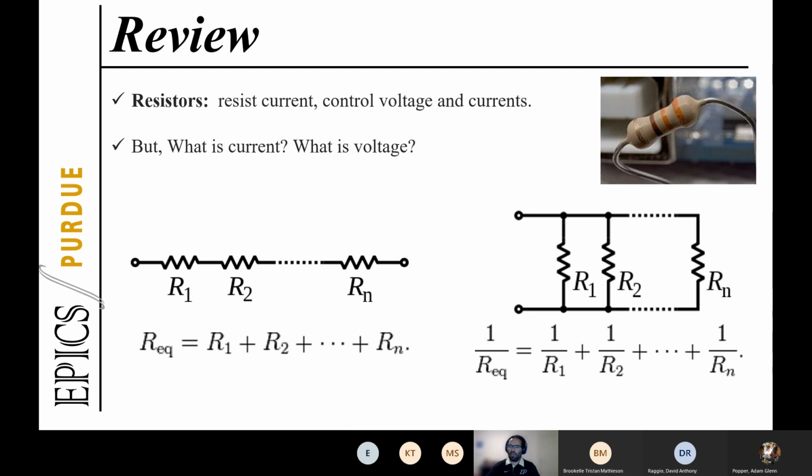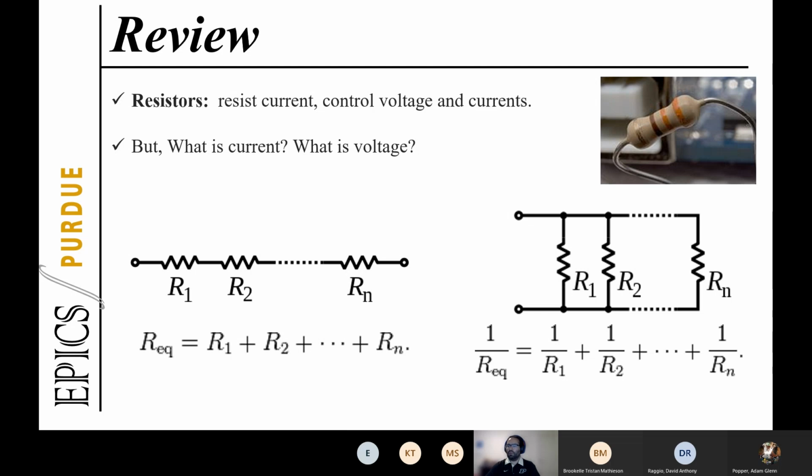For example, if you have on the left a group of resistors connected in series, which means one connected to the end of the other one, and so on, if we were to replace all of them with an equivalent resistor, we just need to sum the value of the resistors.